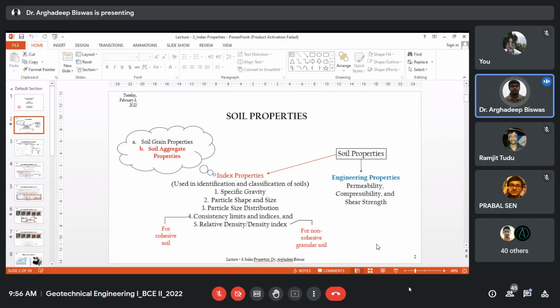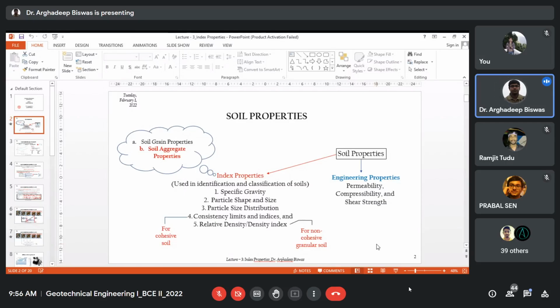Limits means the measurement of water content. There are three limits: one is the liquid limit, then the plastic limit, then the shrinkage limit. That will be discussed one or two slides after this slide. So that is applicable to clay type of soil.